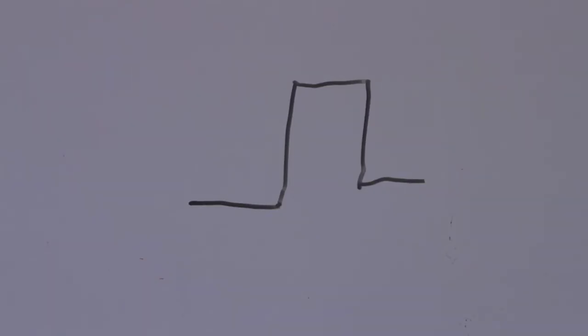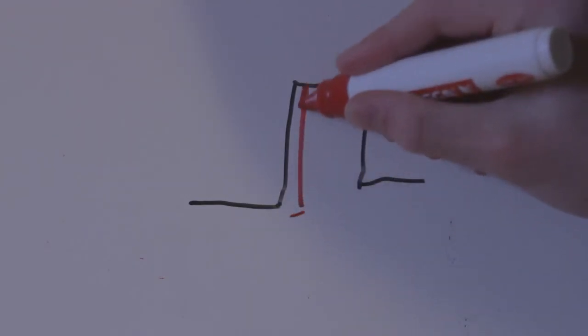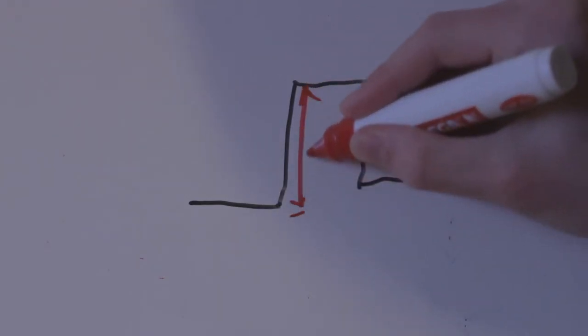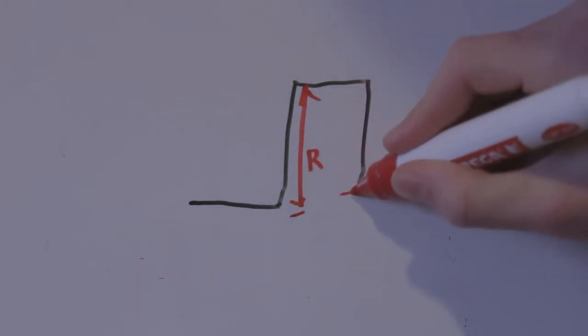Here's our square wave. The rise time is the time the waveform takes to go from low to high. The amount of time taken for the voltage to rise. Fall time, on the other hand, is just what it sounds like, the time taken for voltage to fall from high to low.